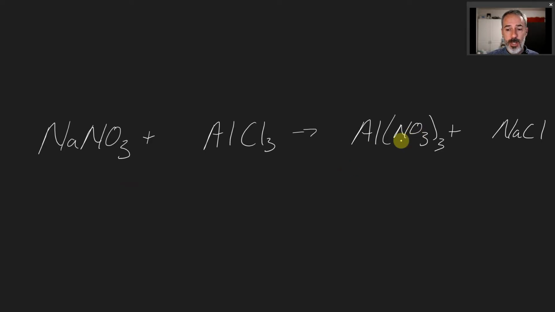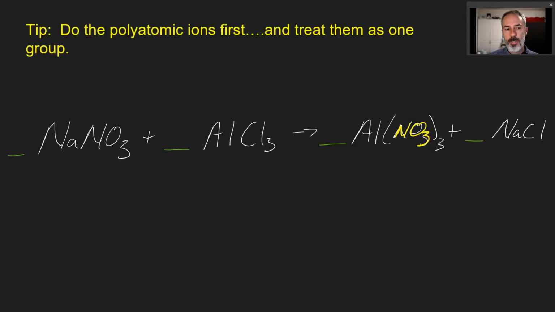There's a nitrate ion here, right? This thing is a nitrate ion. And if you see a polyatomic ion, a lot of times it's what's causing the reaction to look a little bit bigger. And so my tip for you is do the polyatomic ions first and treat them as a group. Let me show you what I mean.